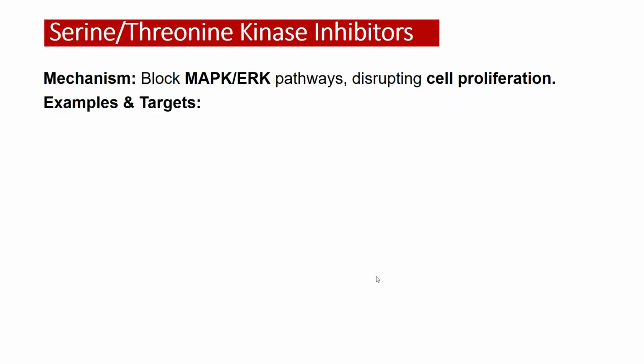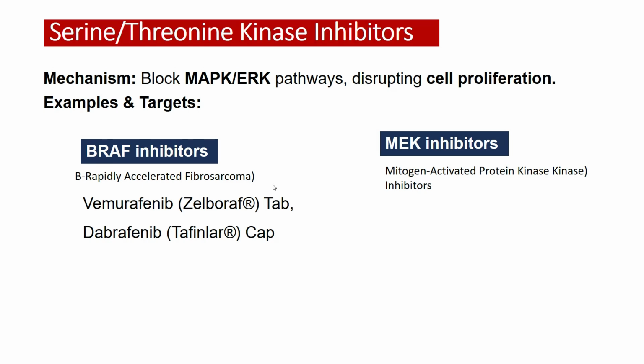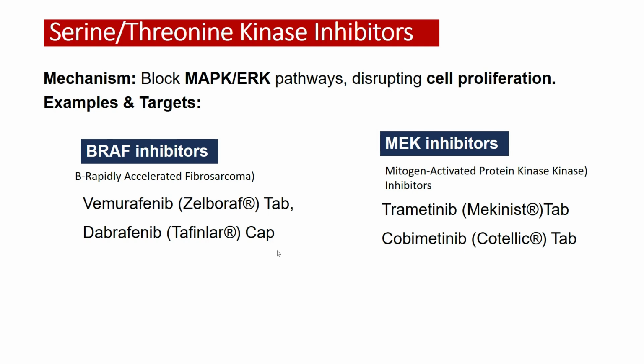Next, we have the serine threonine kinase inhibitors. There are two categories of that, two targets. One is BRAF inhibitors, BRAF being B-rapidly accelerated fibrosarcoma, and the other is MEK inhibitors, mitogen-activated protein kinase inhibitors. An important BRAF inhibitor example is dabrafenib, which comes as oral capsules, and there are others. The suffix for these is -fenib, and MEK inhibitors end in -trametinib.